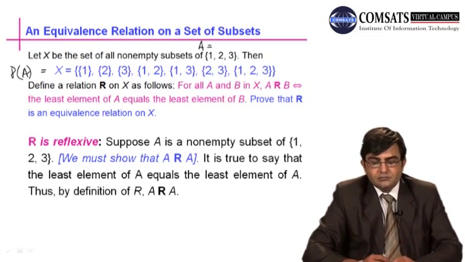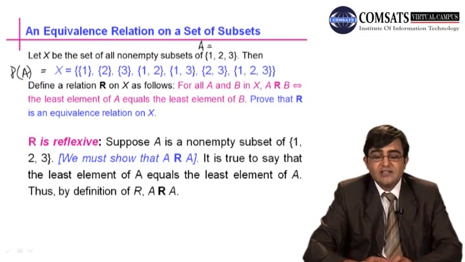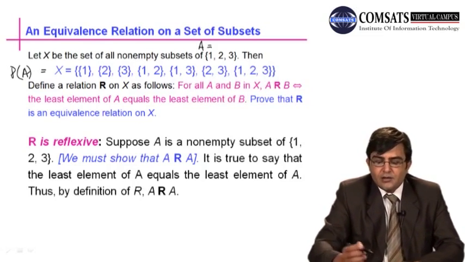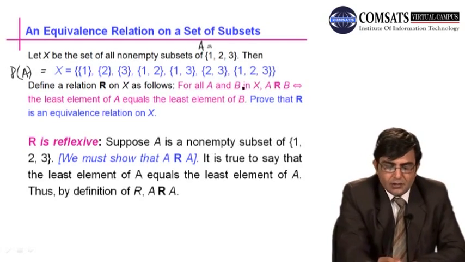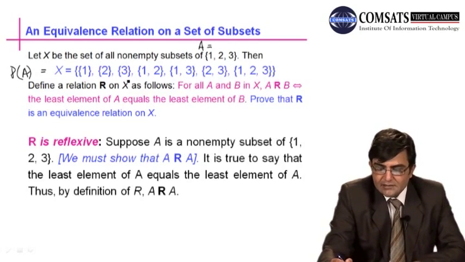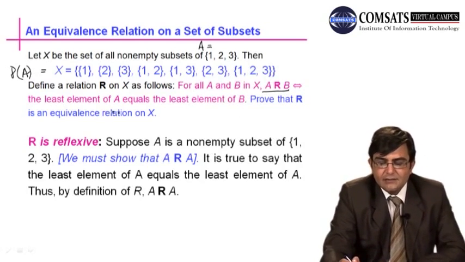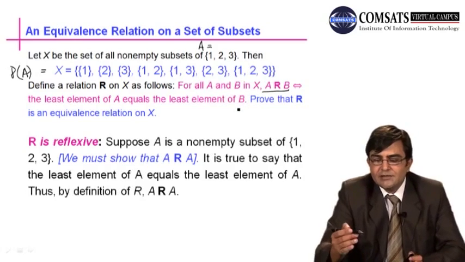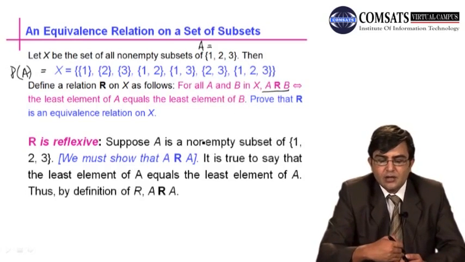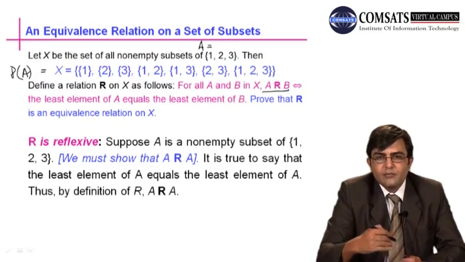Now the power set of A basically contains sets which are subsets of A. Now two elements of this power set X are related. A is related to B if and only if the least element of A equals the least element of B. Means the smallest element of A will be equal to the smallest element of B.